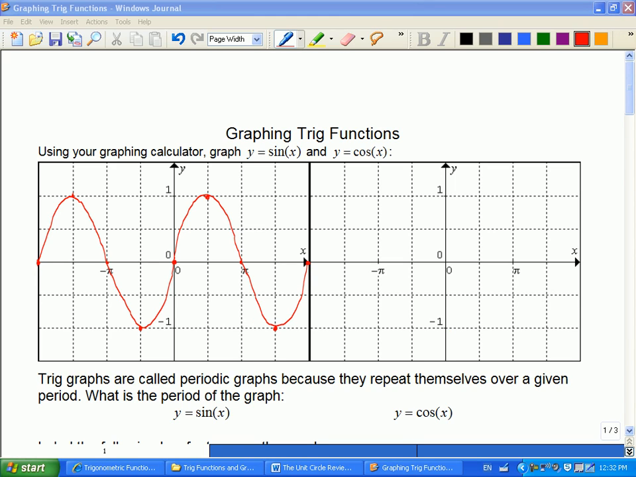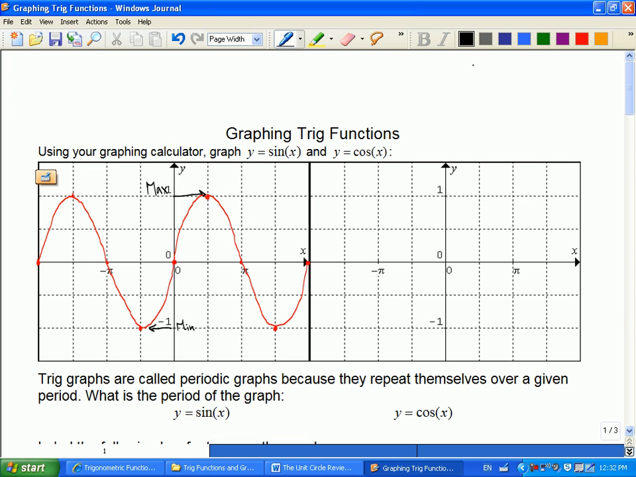So we do want to label some key points on here. You should at least clearly have marked in your graph that it has a maximum. It goes up to +1 and a minimum down here at -1. You'll have to be specific about those kinds of details.